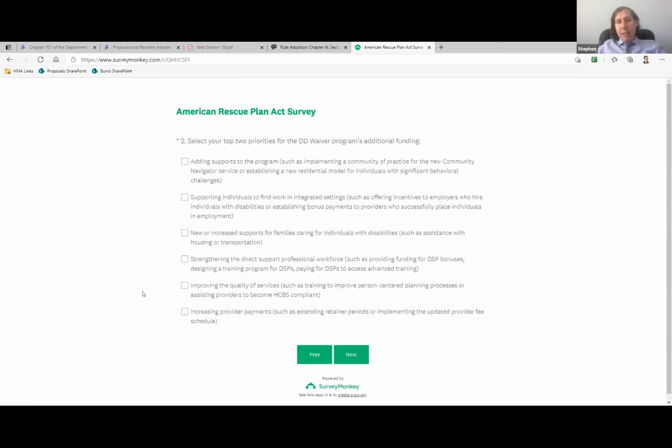The next question is asking you to select your top 2 priorities for the DD waiver program's additional funding. So we've divided this into 6 broad categories. Things like adding supports to the program. Are there new services or other supports that you think would be important to individuals?